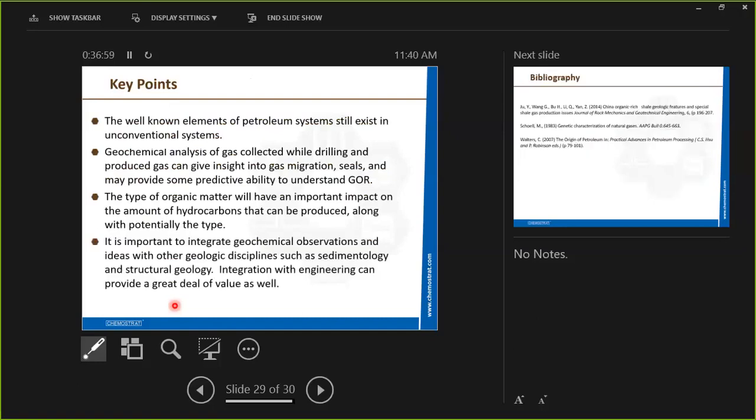And then the other point that's, I think, important is that you want to be sure that you're able to integrate any kind of geochemical observations or ideas with other disciplines like sedimentology and structural geology, to see, okay, this indicates this. Does that make sense from a positional point of view or not? And one of the real values, I think, is that a lot of times geochemistry can be integrated with engineering, reservoir engineering, production engineering, to understand important questions, things that might be very important to an engineer that a geologist may not be as concerned with, things like wax production, buildup, other types of things.